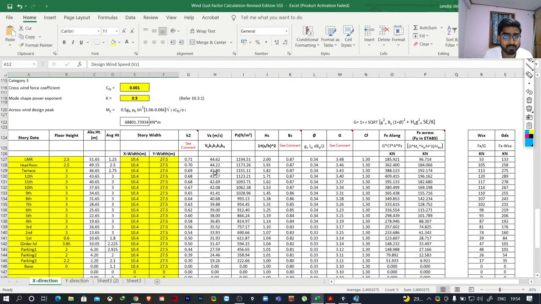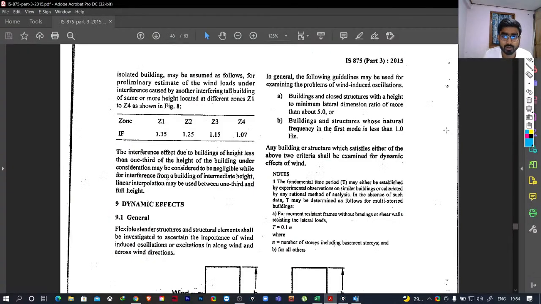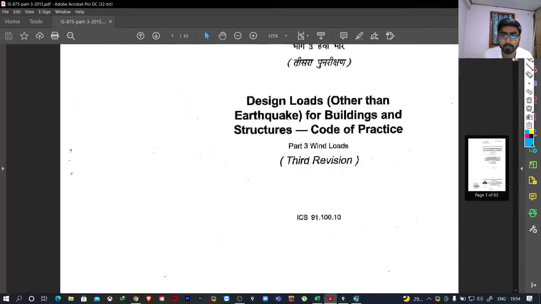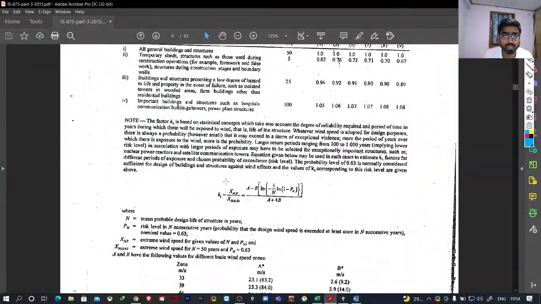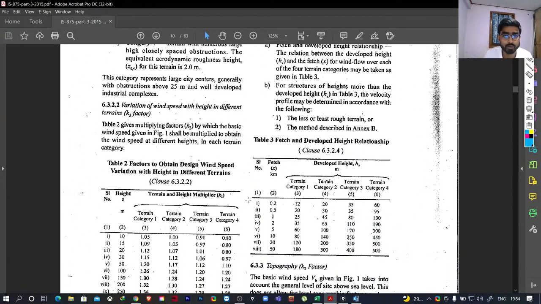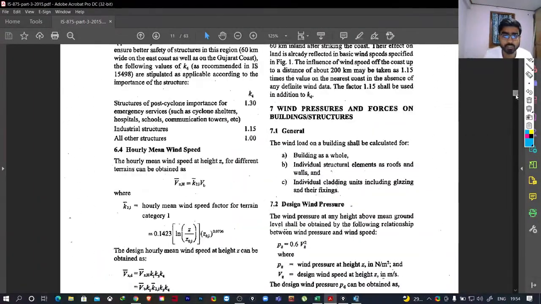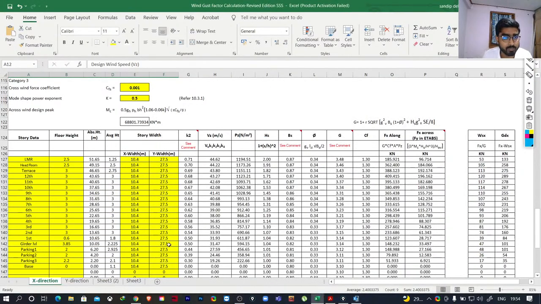Because this VZ value is depending on the K2, and K2 value is depending on the height of the structure, right? If you see the formula for K2, there we have Z by ZI, so Z is the height for which you want to find out the K. It is depending on the height. So in that case it will be variable from height to height. That's why you see the K2 values are variable here and the VZ values are variable.